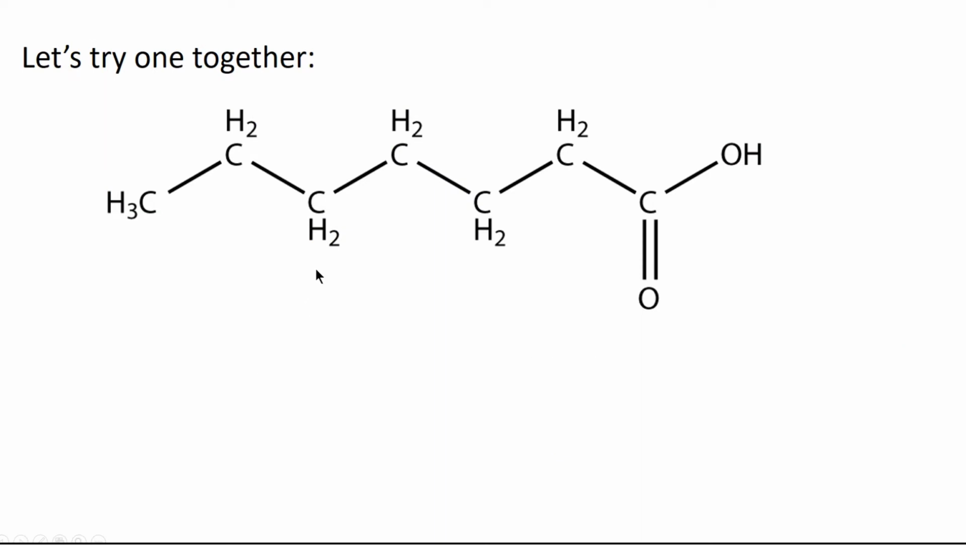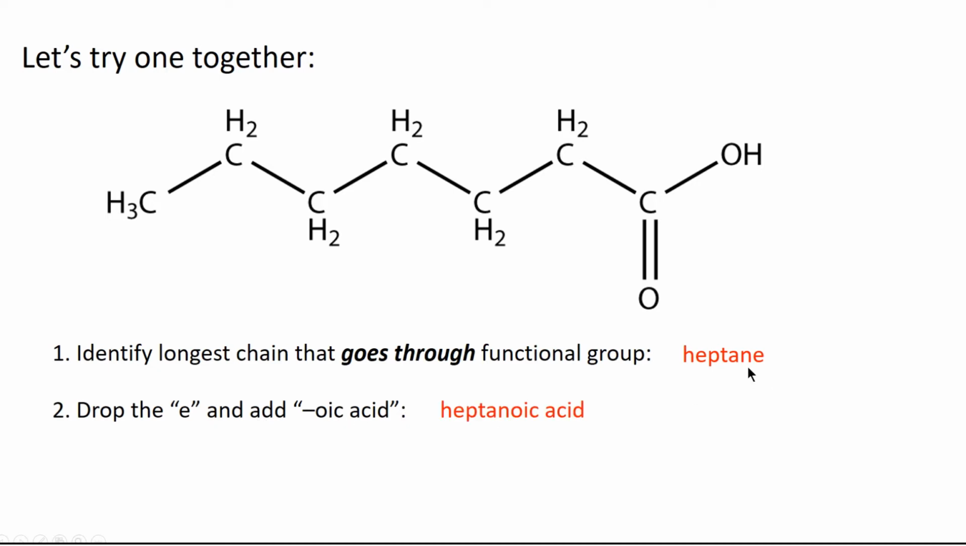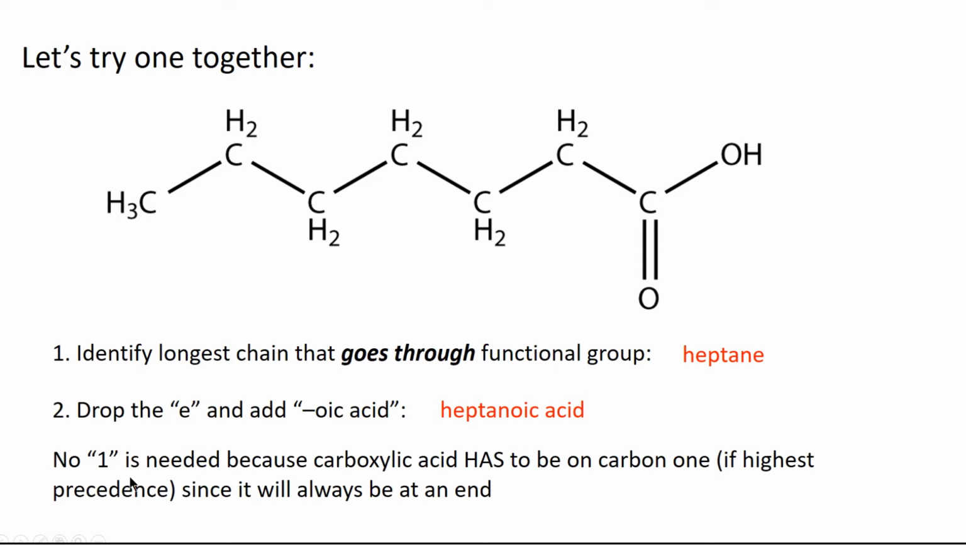So let's do one together. We have 1, 2, 3, 4, 5, 6, 7. So that's heptane. Heptane is the longest carbon chain that goes through the functional group. Then you're going to drop the E and add oic acid, so heptanoic acid. Again, you do not need the number 1 because carboxylic acid has to be on carbon number 1, meaning that if we start here, this has to be carbon number 1. We have no other direction to go except for identifying the longest chain.